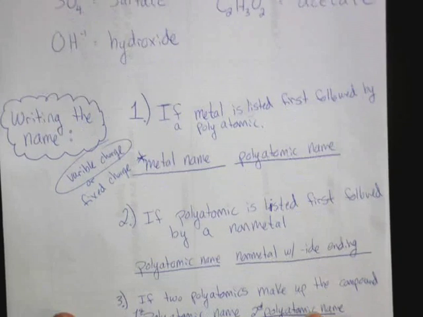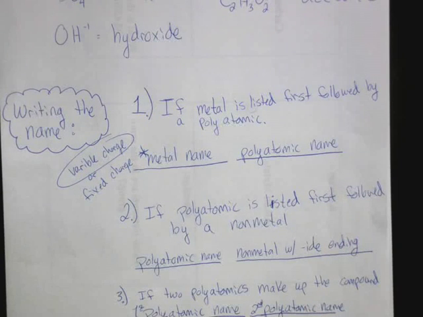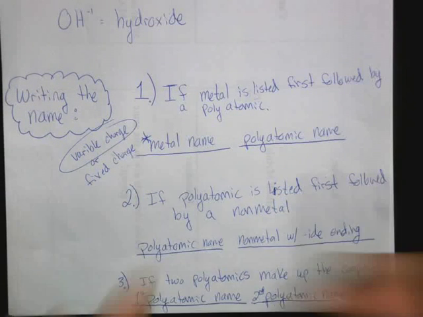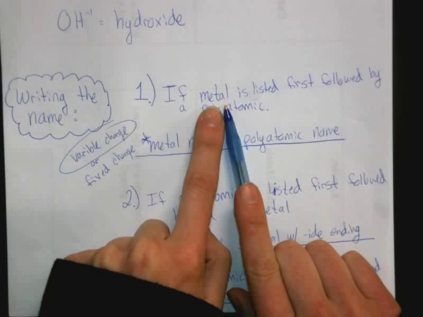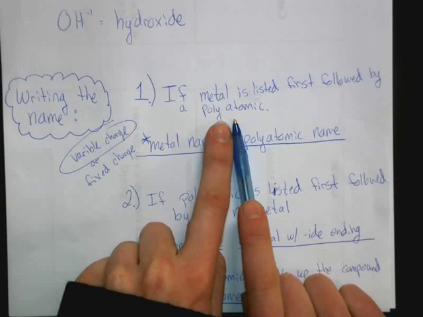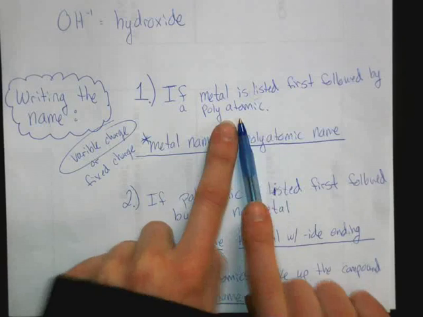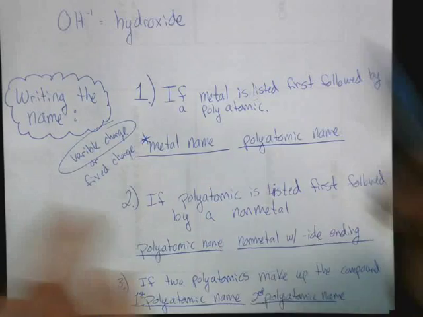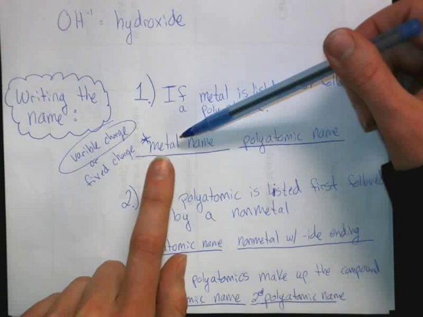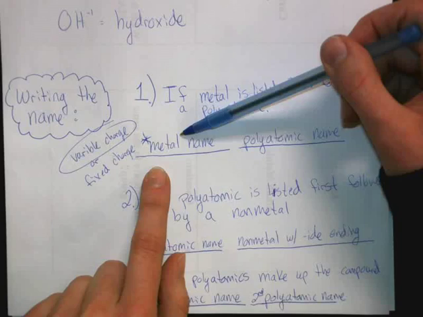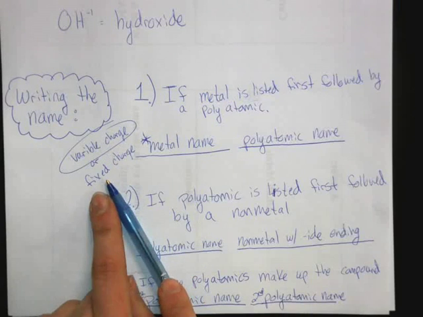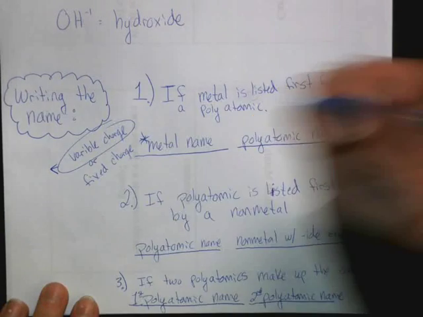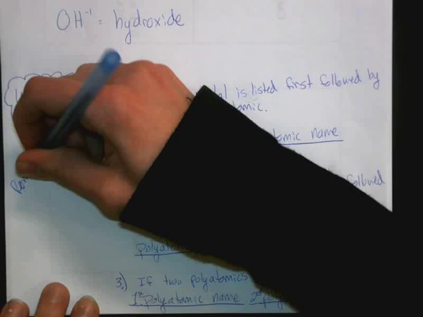Now, if I'm writing the name, so if I give you the formula and you have to come up with the name, there's a variety of ways that we can organize our polyatomics. First, we can have a metal, and we can have a polyatomic instead of the standard nonmetal. If that's the case, then we're just going to put the metal name, and then we're going to put the polyatomic name. Now, something to keep in mind is that we've already talked about two different types of metals we can have. We can have a metal with a fixed charge, or we can have a metal with a variable charge. And if it has the variable charge, remember that we will need our Roman numerals.